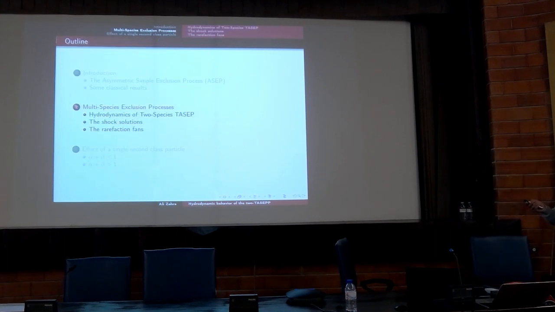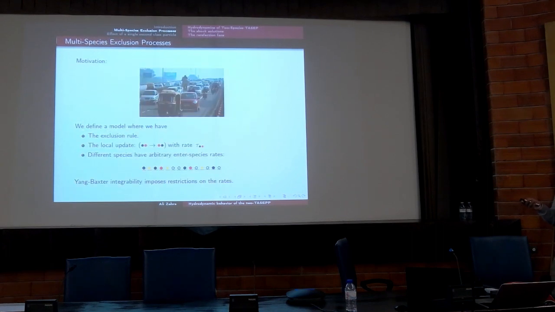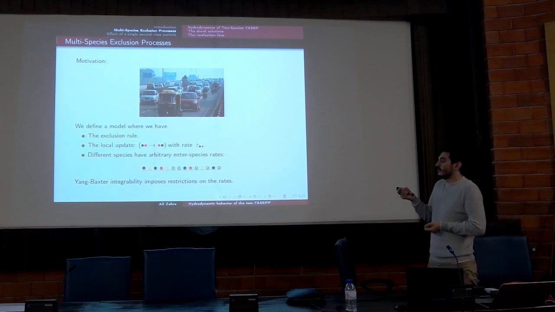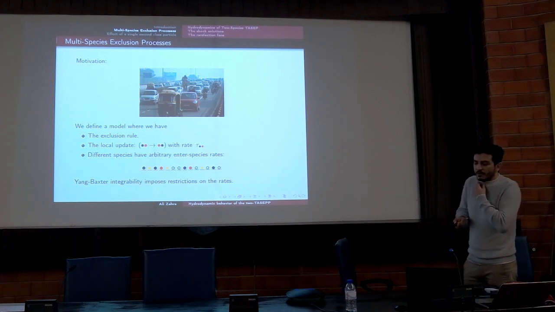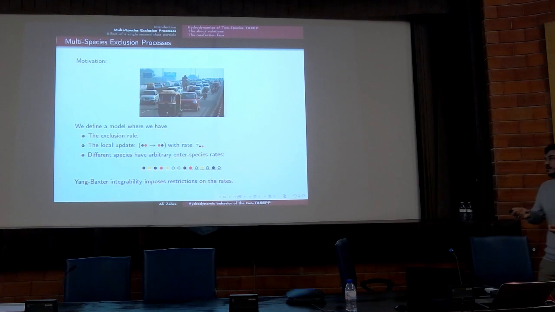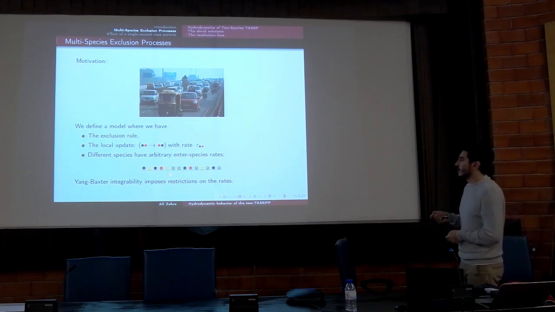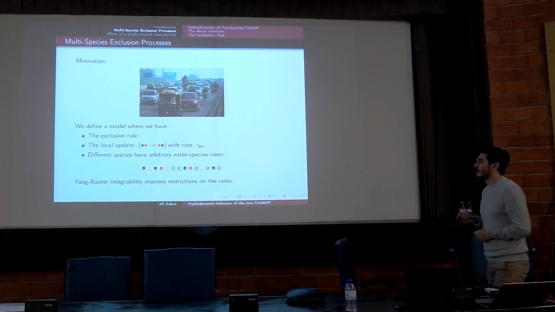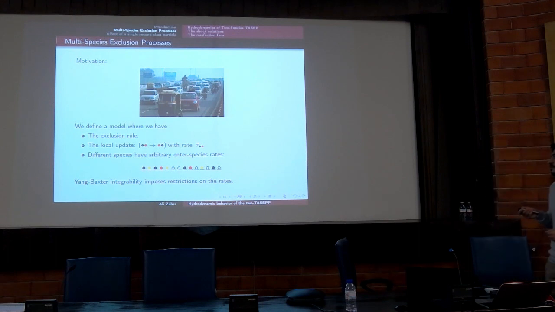Okay, so now why are we interested in the multi-species generalization? Because, let's say we are speaking about applications in traffic flow, then it's very relevant to have different kinds of particles. Each, let's say here the black and the red, they exchange with the rate tau black red.